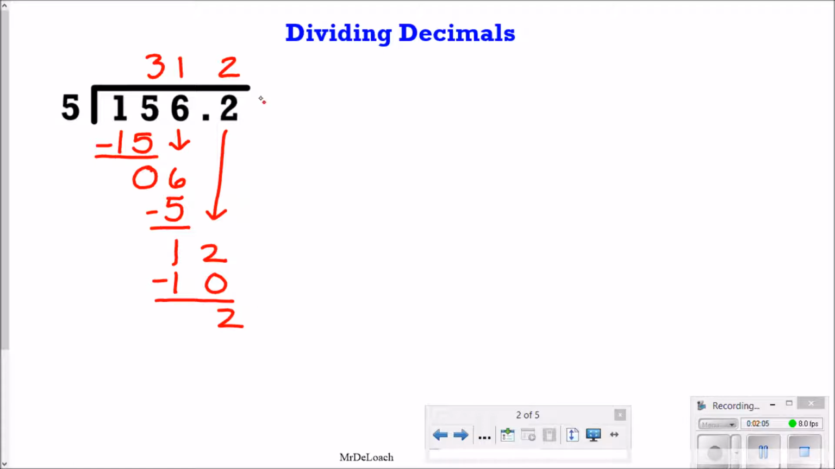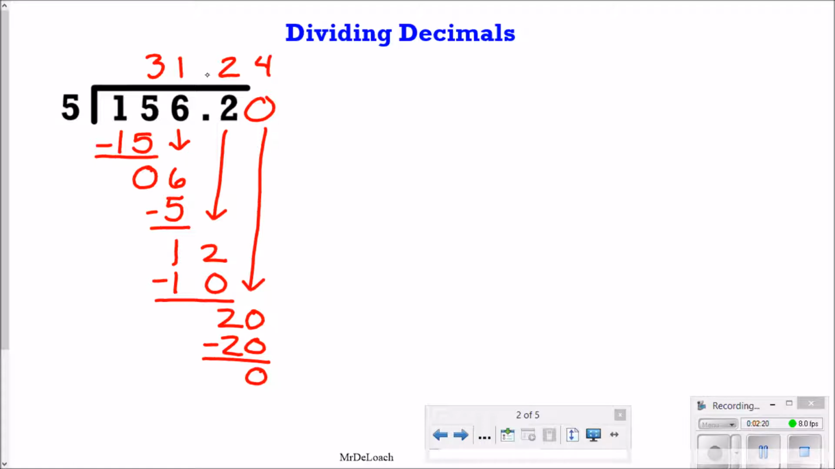And then we're going to annex a 0, and then we're going to bring it down. 5 goes into 20 4 times. And 5 times 4 is 20. So therefore 20 minus 20 is 0, and we're finished dividing.